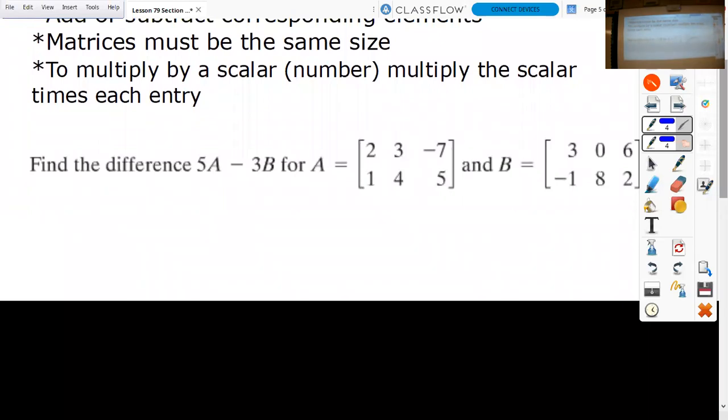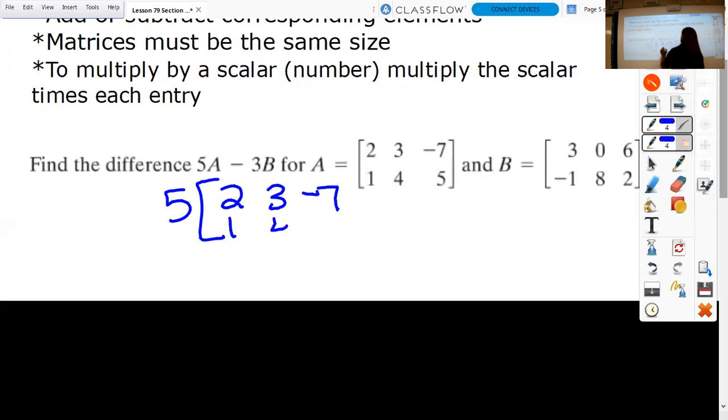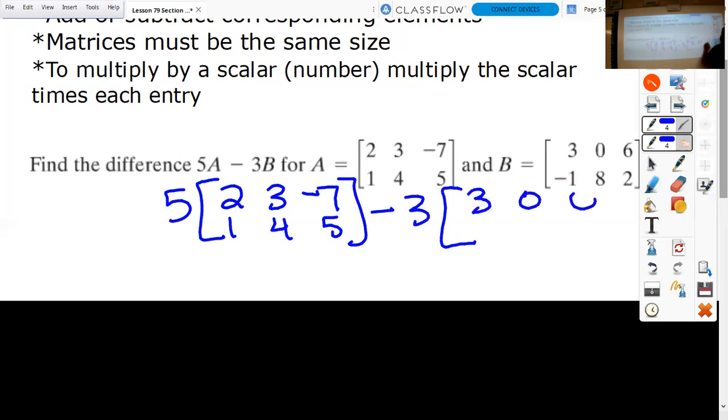So we're going to do 5A minus 3B. So I'm going to do 5 times matrix A, so 2, 3, negative 7, 1, 4, 5, minus 3 times B, which is 3, 0, 6, negative 1, 8, and 2. That negative 3, I'm going to make it plus a negative 3. And when I multiply that 3, I'll be going ahead and distributing the negative with it.